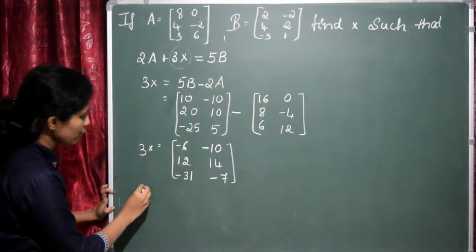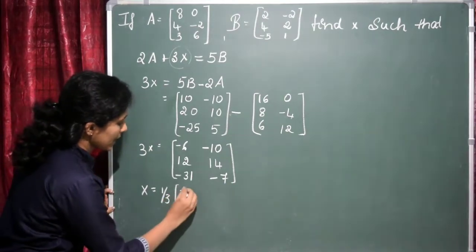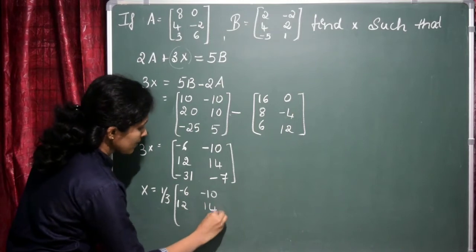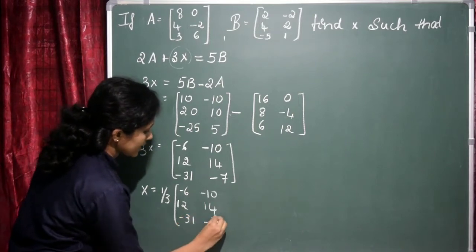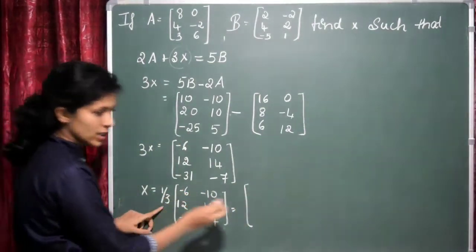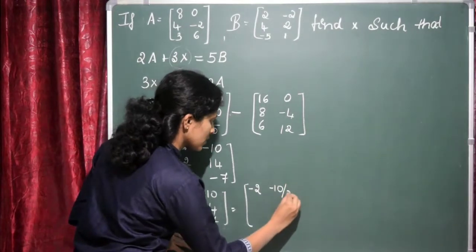But we need the value of x. So x is equal to 1 by 3 into the matrix minus 6, minus 10, 12, 14, minus 31 and minus 7. Now you have to multiply by 1 by 3. So minus 6 by 3 will be equal to minus 2. So this is as it is. Minus 10 by 3, right, as it is.